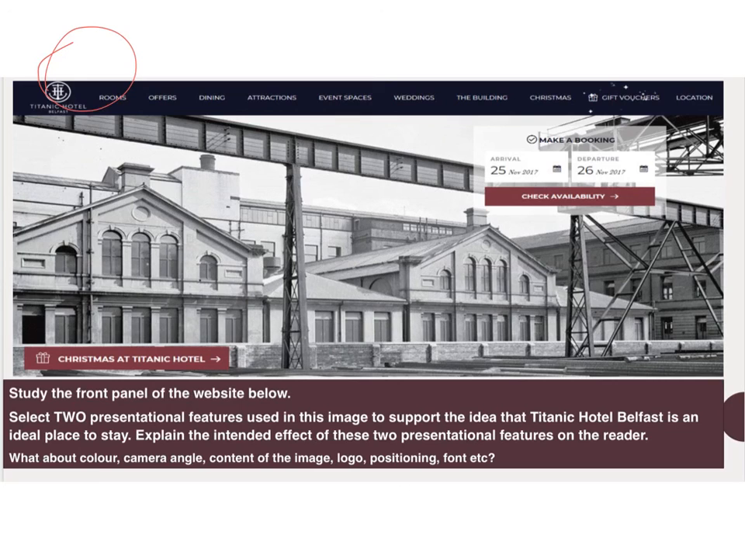And they also have that little tiny hyperlink, Christmas at Titanic Hotel, that if you click it will show you their Christmas offers as well, and the little present emphasises that this would be a lovely gift for somebody. The font is easy to read, it's bold, it stands out, so nothing overly unique or interesting there in terms of font. It's all pretty basic and more so about user accessibility.